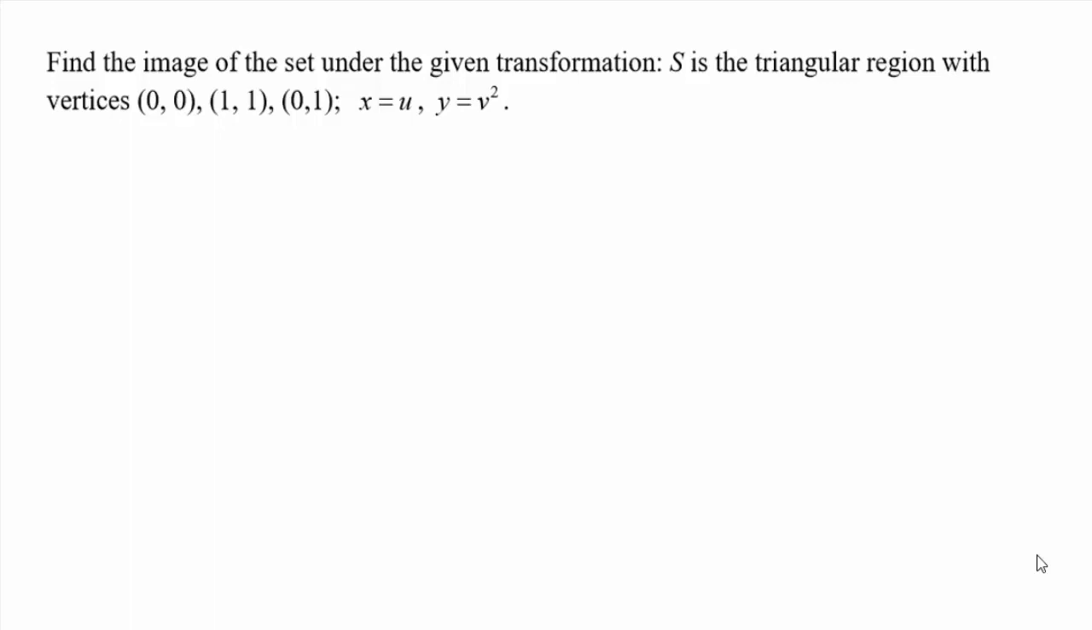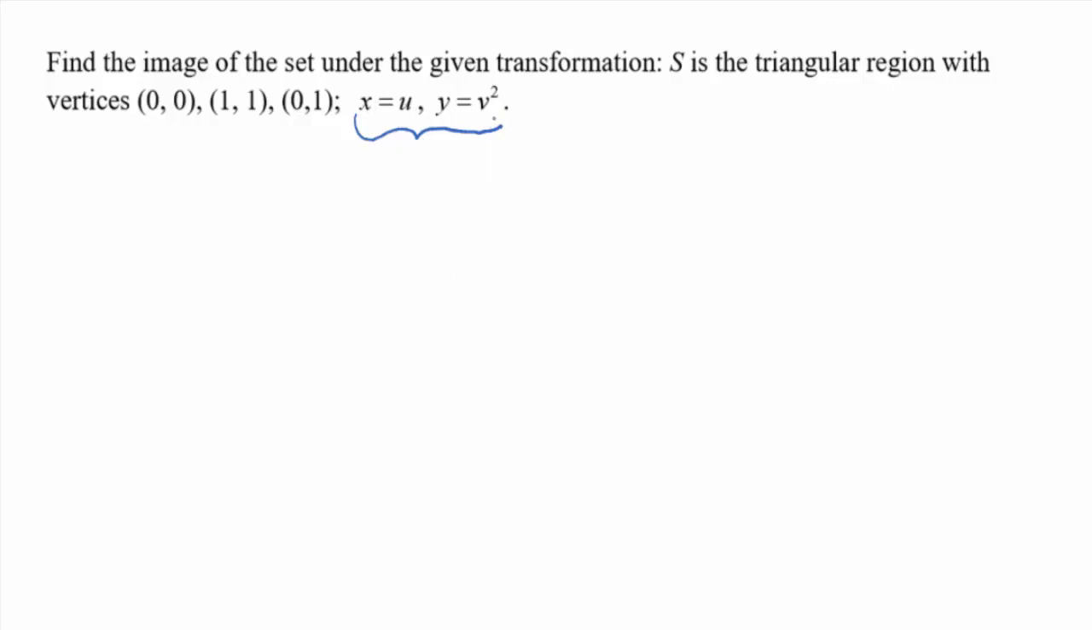Find the image of the set under the given transformation. S is the triangular region with vertices (0, 0), (1, 1), (0, 1). And then after the semicolon, those are the transformation equations. So this will map S to R.